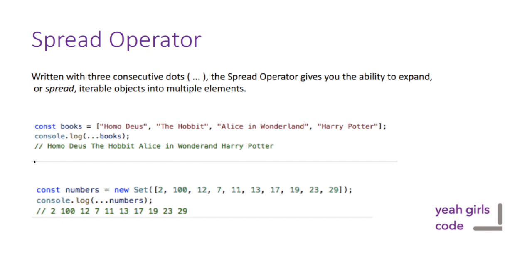So the spread operator is written with 3 consecutive dots, and it gives you the ability to expand or spread iterable objects into multiple elements. So look at the code. You have const books equals Amadeus, The Hobbit, Alice in Wonderland, Harry Potter. You log ...books, and it gives you that, which is absolutely amazing. You don't have the weird braces. You don't have any commas. It just gives you that straight, as if it was in a sentence, kind of. So it's extremely handy. If we look at the second example, you have the same thing with numbers. So you can see how it is straightforward.